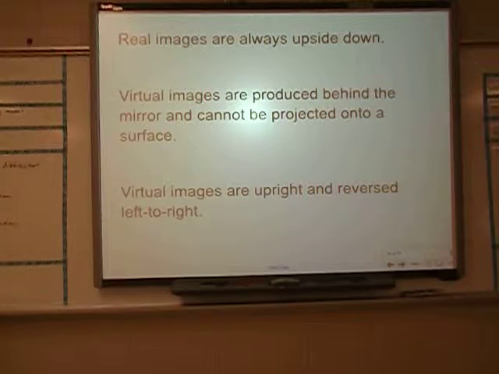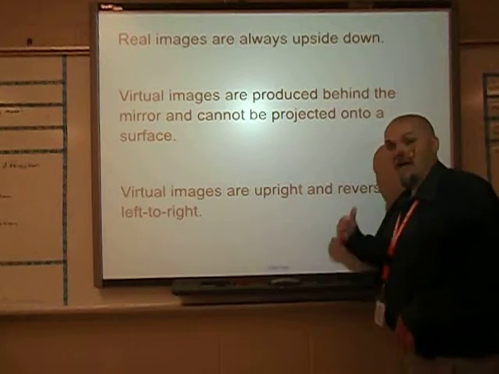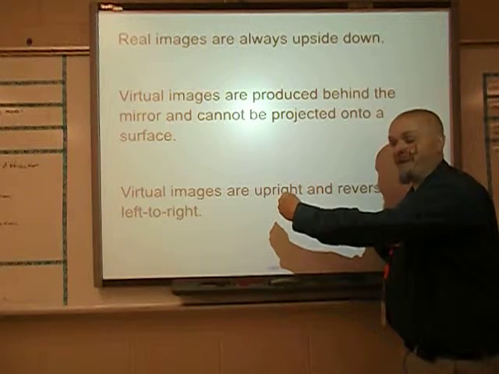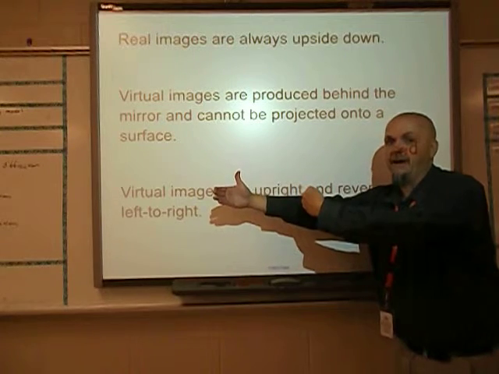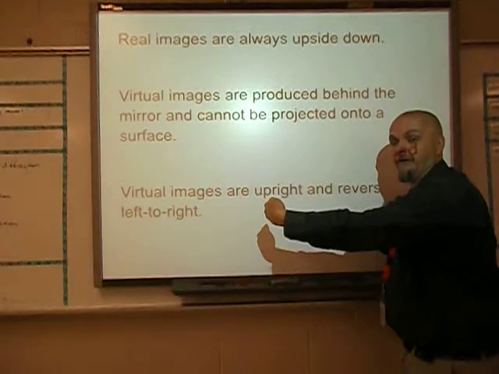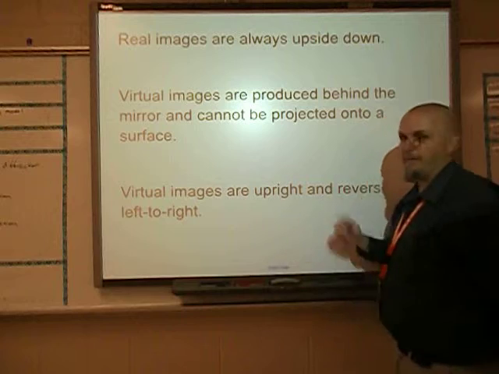So real images are in front of the mirror and they're flipped upside down. Virtual images are produced behind the mirror and cannot be projected onto a surface. So this is like looking in the bathroom mirror in the morning. I'm standing here, mirror's here. The image I see of myself appears behind the mirror. And in the bathroom mirror, it is the same distance behind the mirror as I am in front of it. So if I'm 2 feet in front of the mirror, my image would appear 2 feet behind the mirror. That's what I mean by behind the mirror.